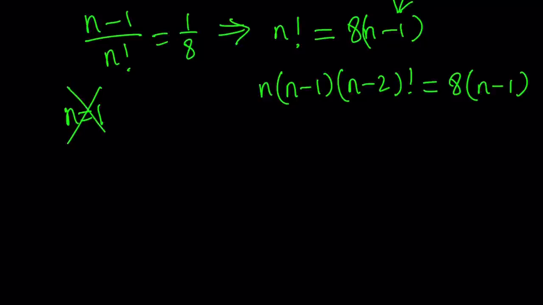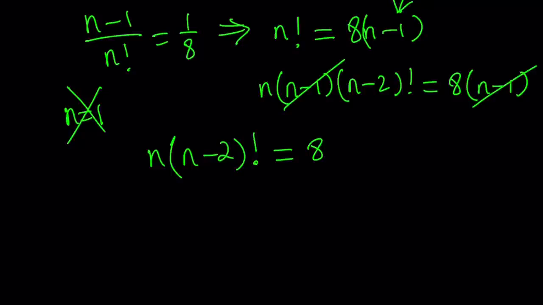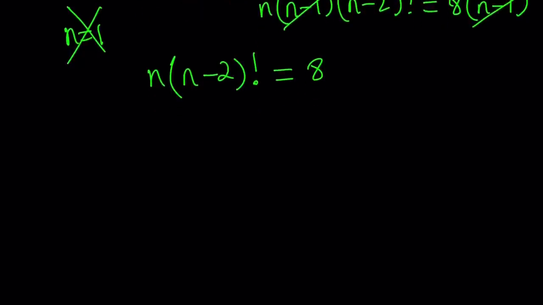So here's what I'm going to do. I'm going to cancel out n minus 1, get rid of that, and write this expression as n times (n minus 2) factorial equals 8. Nice. 8 is an integer, so that's good. Let's go ahead and isolate the factorial. So a lot of times with these problems, it makes sense to isolate the factorial. Now, what do we have? We have a rational function on the right-hand side and a factorial on the left-hand side.